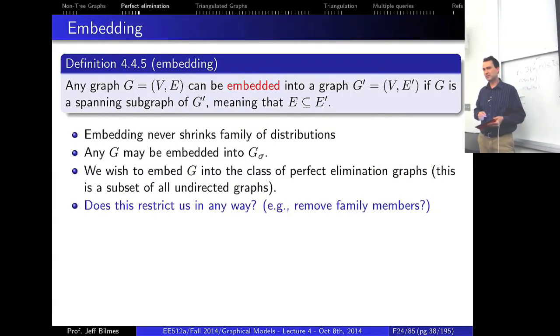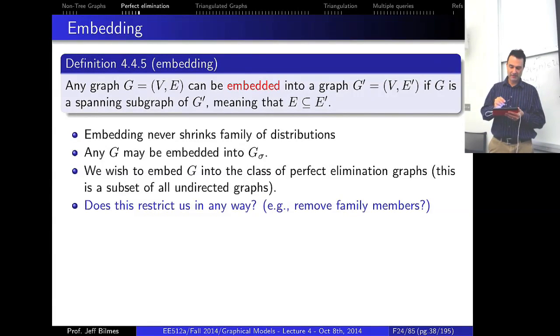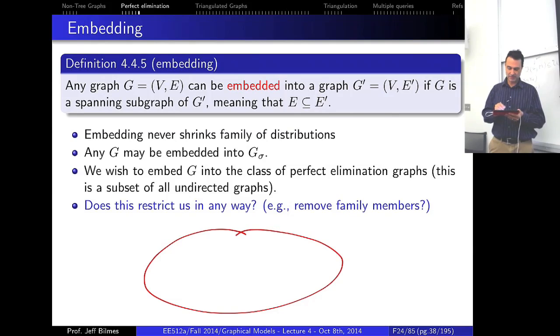Now, this was getting back, I think, to Chandrasekhar's question about, for example, does this restrict us in any way? Now, when we do this embedding process, are there any members of the family that are excluded? No. Remember this picture, we have the set of all possible distributions, U. And let's say that we have this, which is the family of distributions, say V and E, with some Markov properties. And let's say that this is yellow or something.